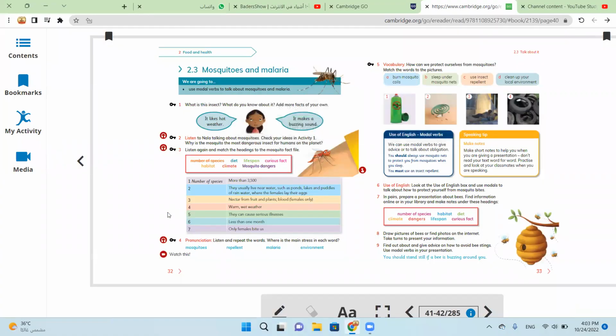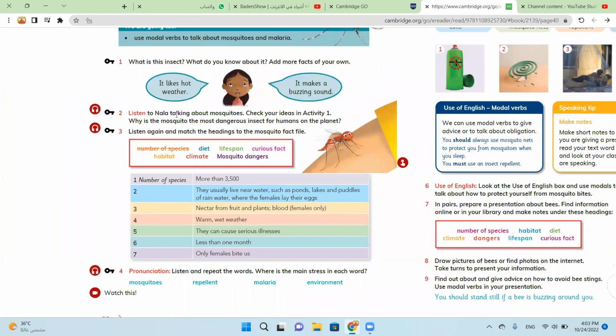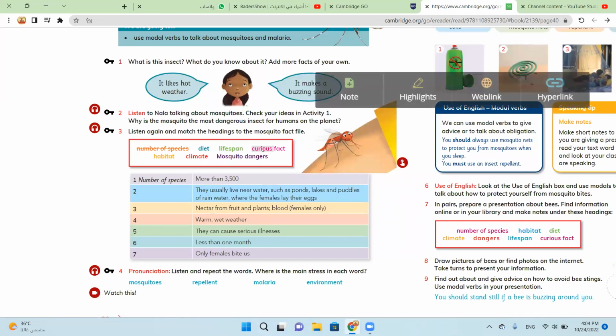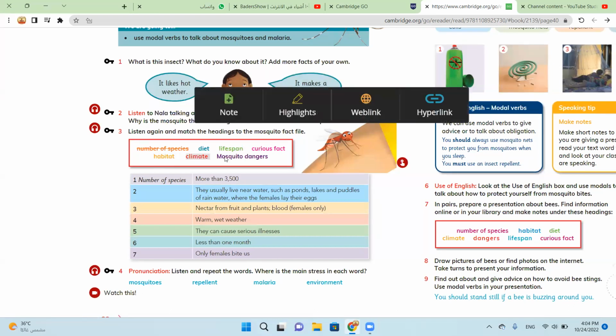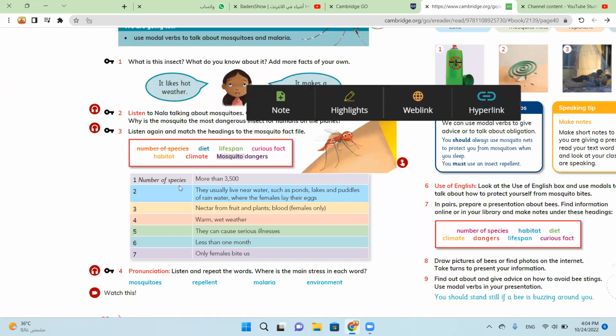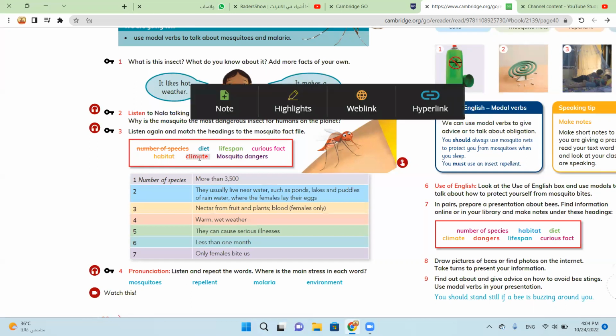Okay, so let's continue. What we found out in Nala talking about mosquitoes is that mosquitoes are dangerous because they can cause malaria, which is a type of illness that affects us after mosquitoes bite or suck our blood. Activity 3, we will listen again to the same audio and we will match these words to the mosquito fact file. So this is the file. We have many facts here and a list of words: diet, lifespan, curious fact, habitat, climate, mosquito dangers. So we will fill the list with the words we have in this bucket.